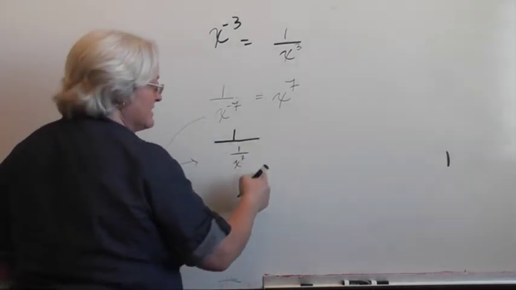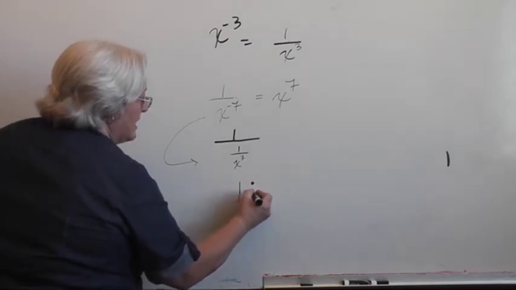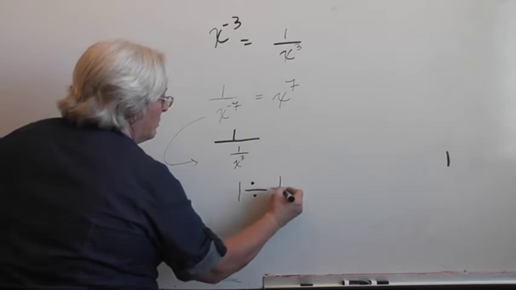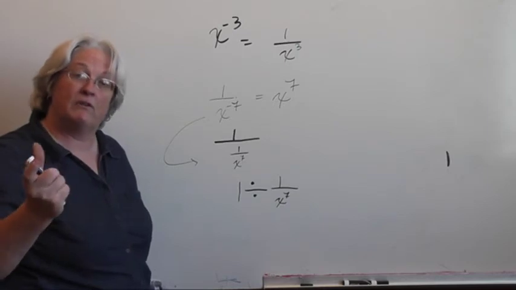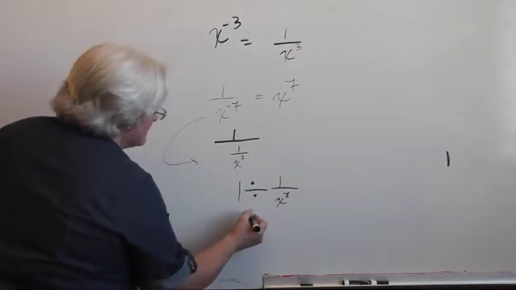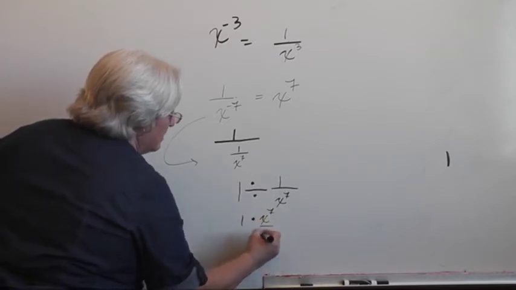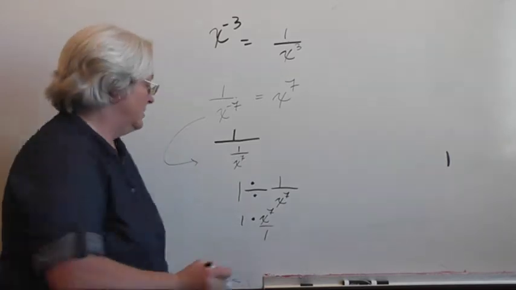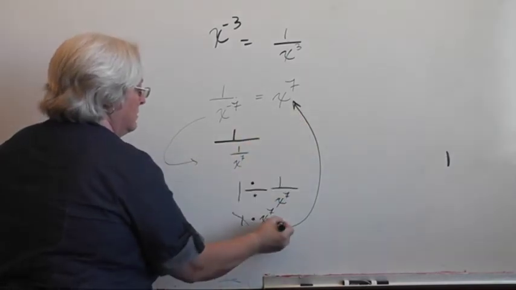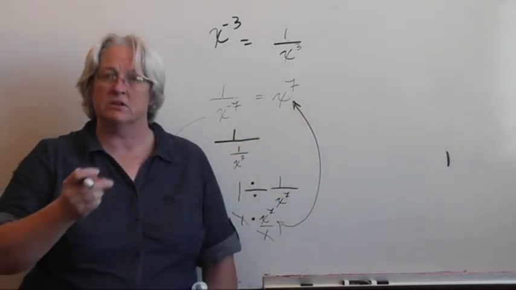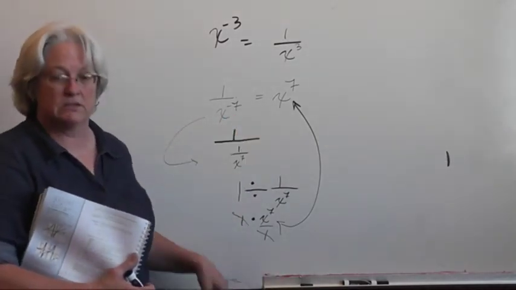So what is this really asking us to do? This is saying 1 divided by 1 over x to the 7th. How do you divide a fraction? You multiply by the reciprocal. 1 times x to the 7th over 1, which is x to the 7th. Chew on this as long as you need to understand what to do with problems like this.